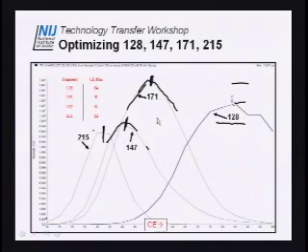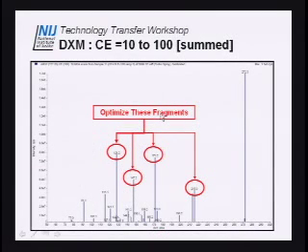If I wanted to detune the sensitivity, I could choose 215. That would cut it basically in half. If I wanted to detune it even further, I could go back and try to optimize one of these other smaller masses if I thought it was specific enough for dextromethorphan.